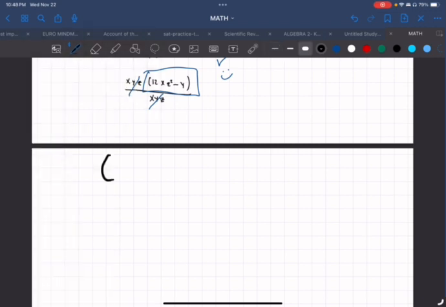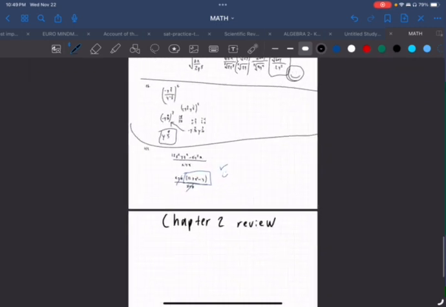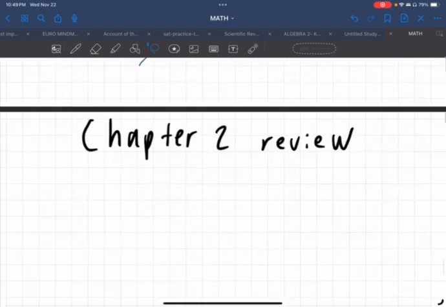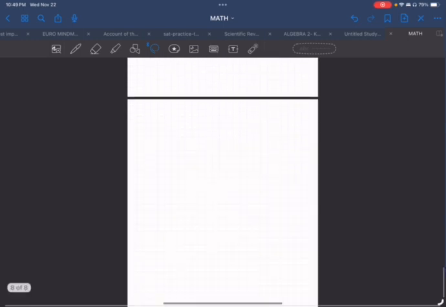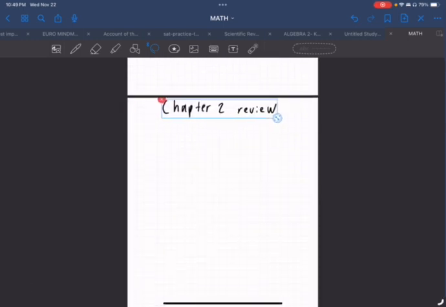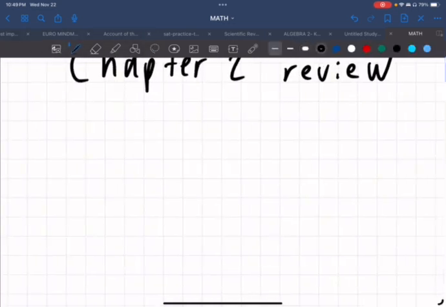All right, let's do some chapter 2 review. Let's move this on to another page. All right, let's try number 1.